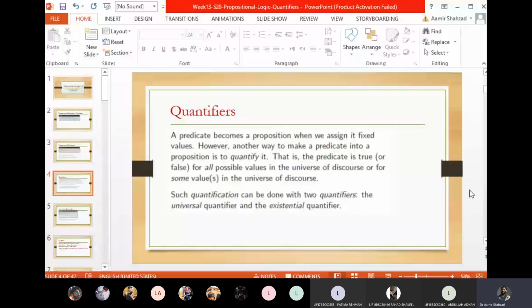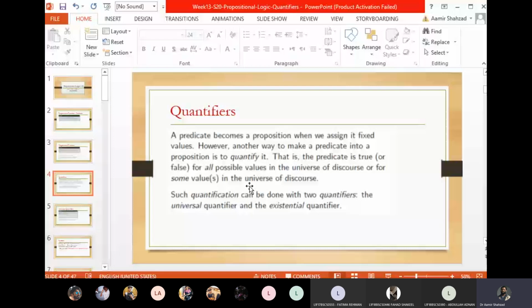So universal quantifier when it is true for each and every element, and existential quantifier when it is true for at least one element. At least one element लाजमी होगा, ये नहीं होगा कि किसी के लिए भी true ना हो. So a predicate, our statement, a propositional function, becomes a proposition when we assign it fixed values. However, another way to make a predicate into proposition is to quantify it, कि कितने elements के लिए ये true है.